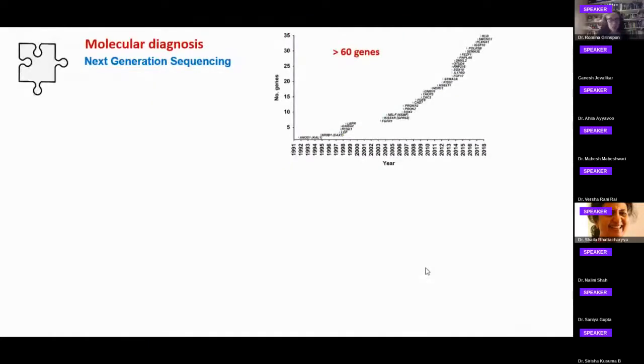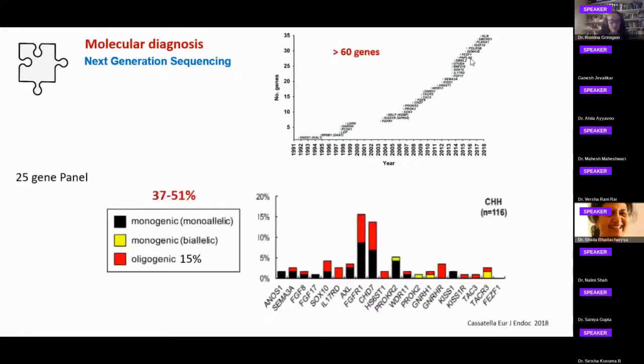Finally, molecular diagnosis may help to confirm the diagnosis. In recent years, thanks to new techniques in genomic study, the number of genes described associated with central hypogonadism has had an exponential increase. However, we have to know that even with this advanced technique, the genetic cause can be found in only half of the patients with confirmed clinical and biochemical diagnosis of central hypogonadism.